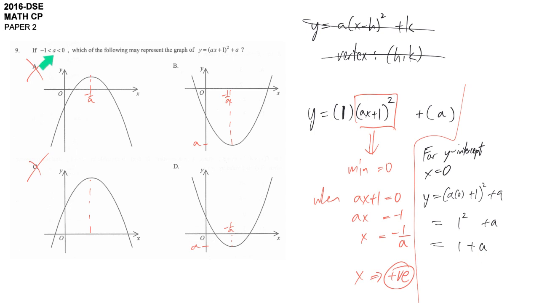a is still larger than negative 1. You may consider it is negative 0.5. So if you add 1 to it, this will give you some positive value. That means the y-intercept point should be above the x-axis. So D is correct. We have 1 plus a here. And B is wrong, because it gives us a negative y-intercept. However, our result should be a positive y-intercept.